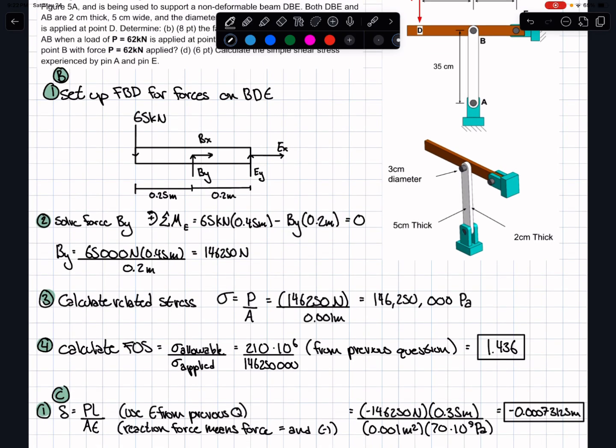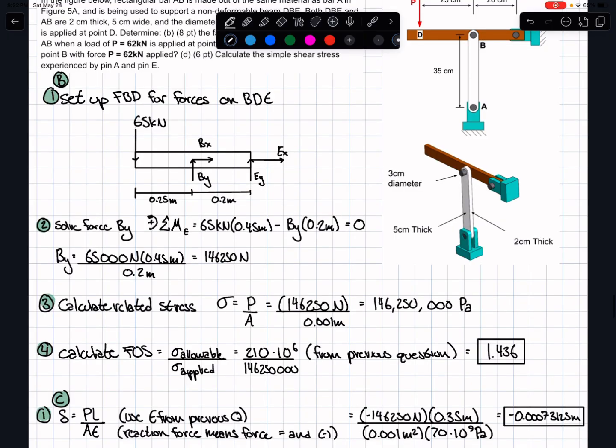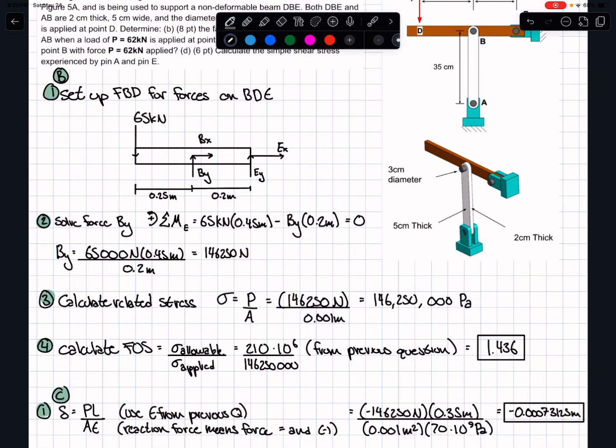Moving on to part C, we were asked what is the deflection of point B with force 62 kilonewtons applied. So we use the simple equation, the change in length is equal to PL over AE, force times length over area times modulus of elasticity. In the previous question, we had solved the modulus of elasticity, and we know that P is the reaction force, which is going to be equal and opposite. So we just plug in all the unknowns into this equation, and we get the value negative 0.00073125 meters. This makes sense to be a negative number because the force on this beam will be compressive, and thus the change in length will be negative.